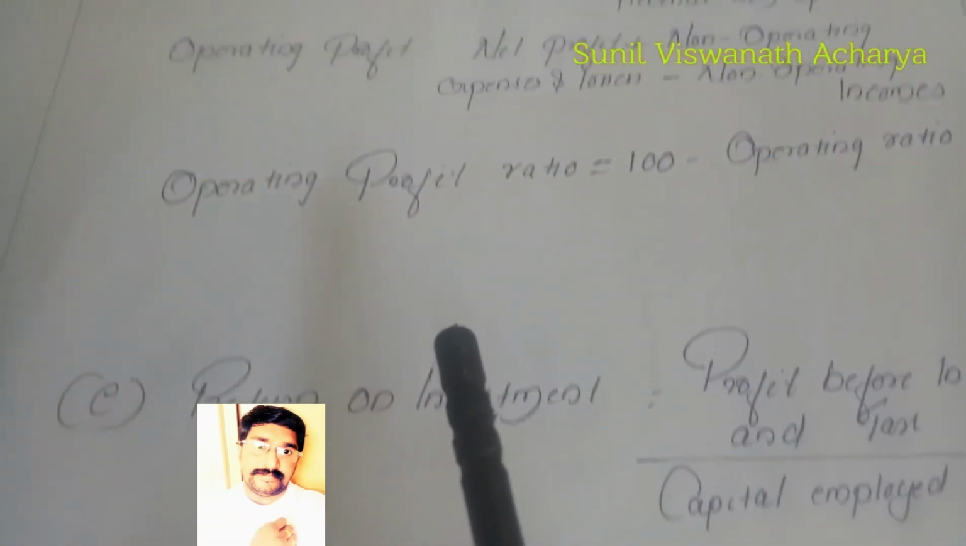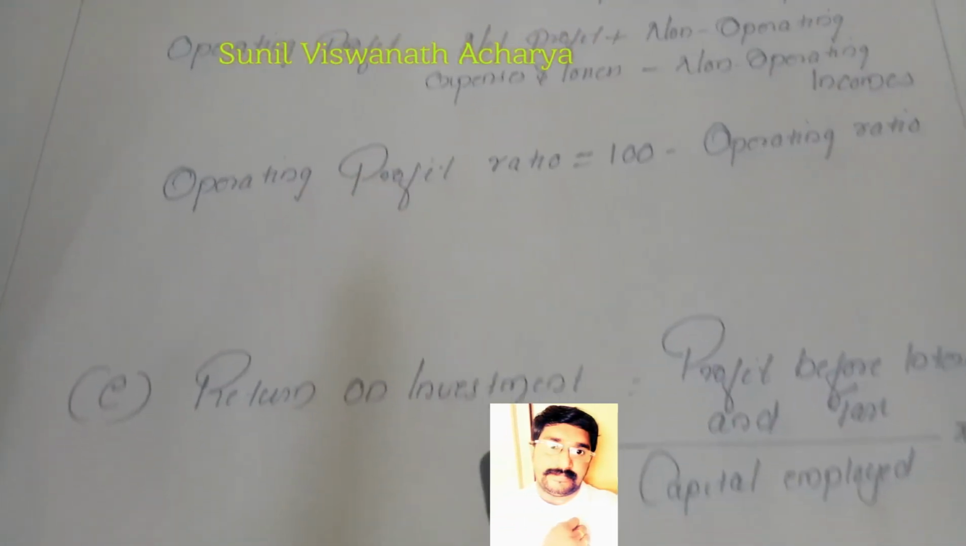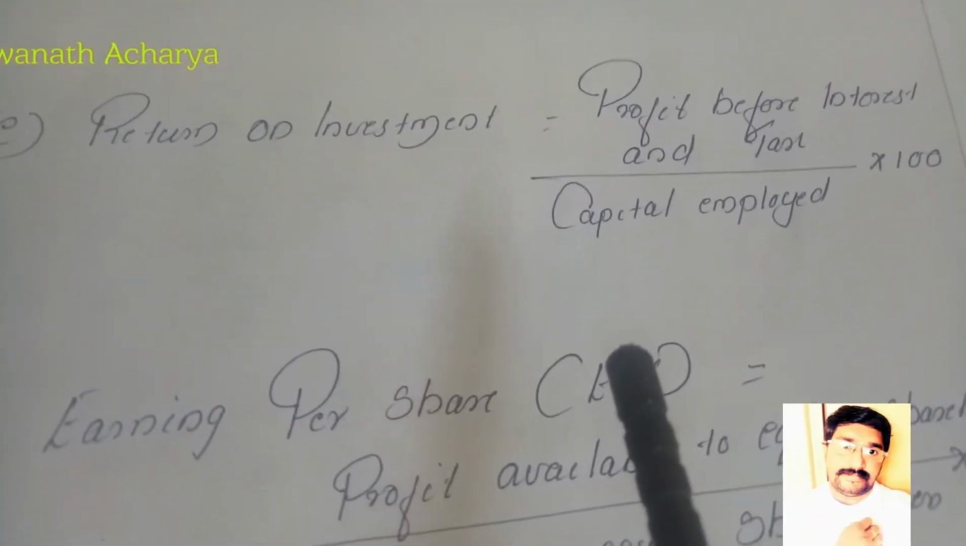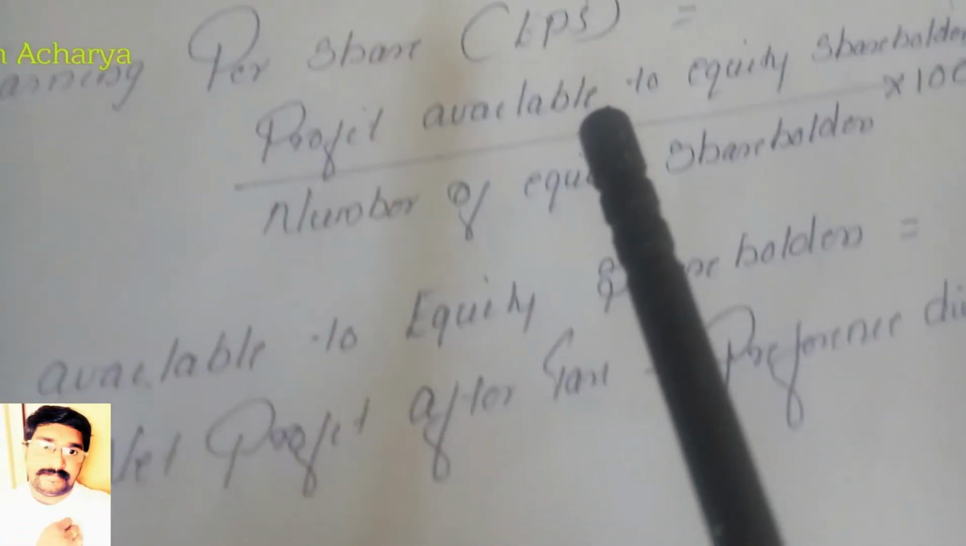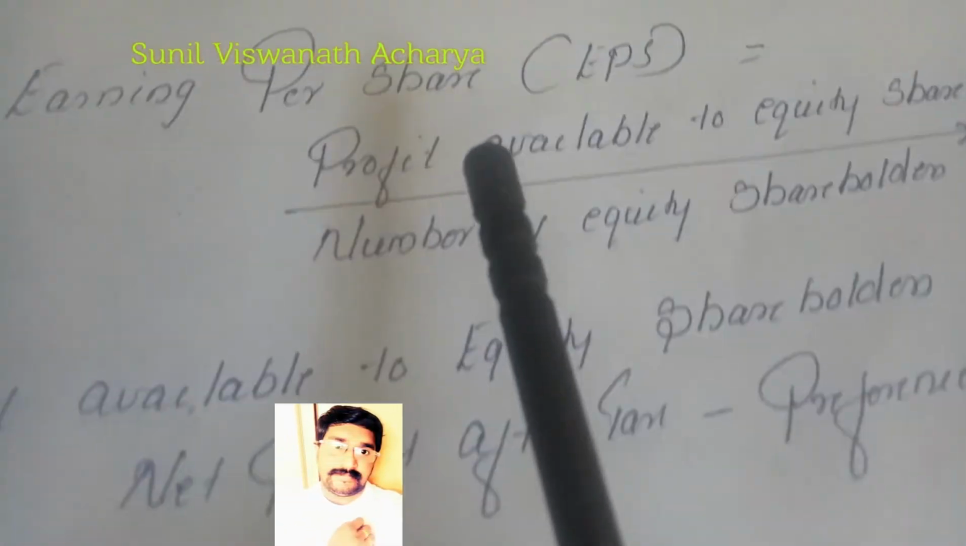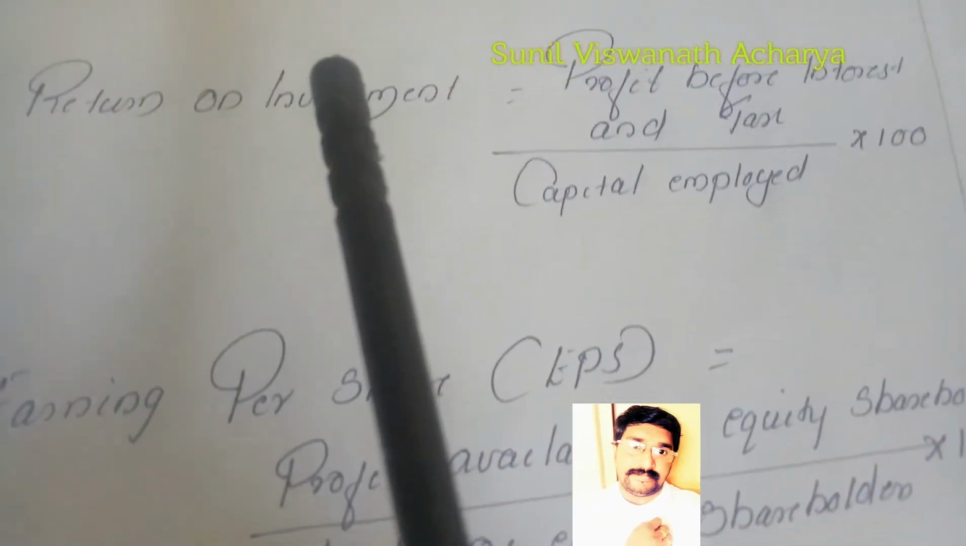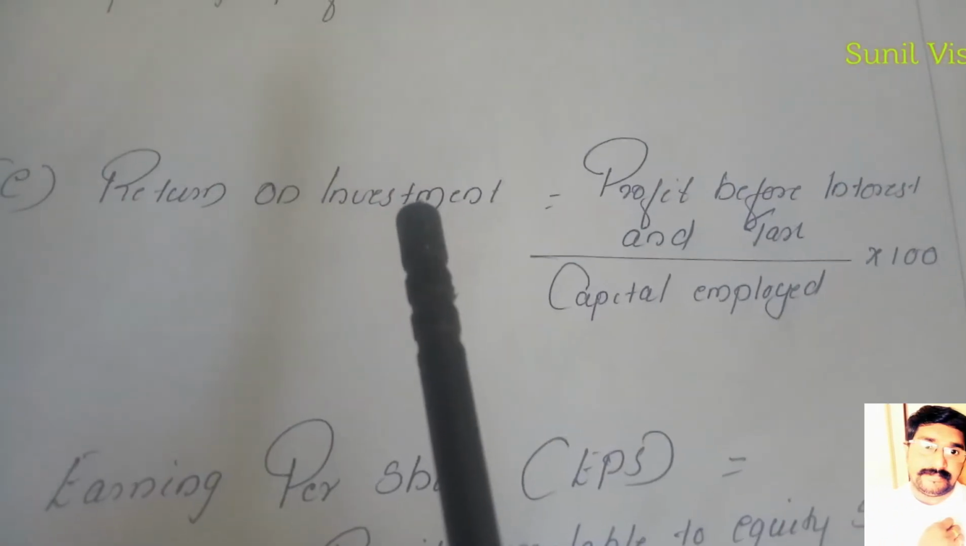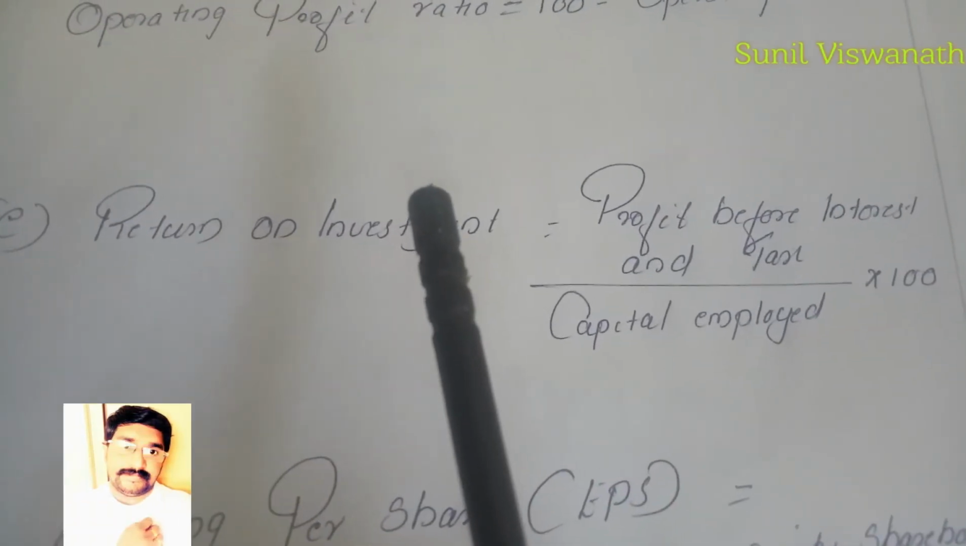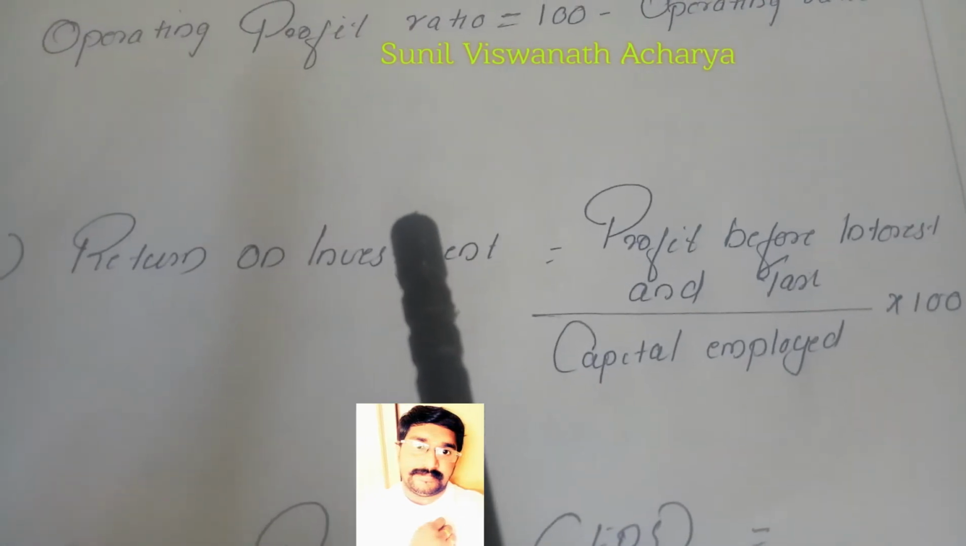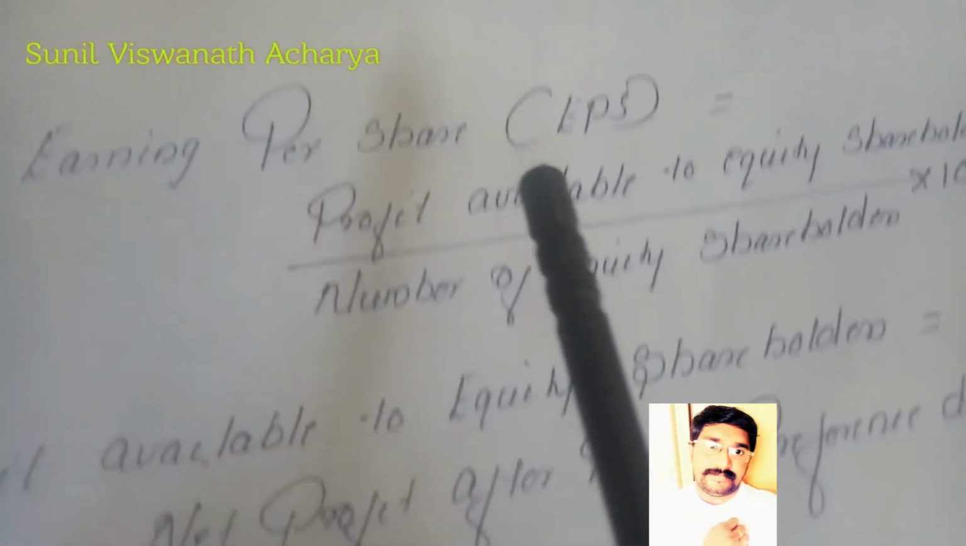So all these profitability ratios we represent in percentage. Okay. So these are the major ratios we have to study in our syllabus. So these equations have to be studied very clearly. Then only we can do the application for these ratios.